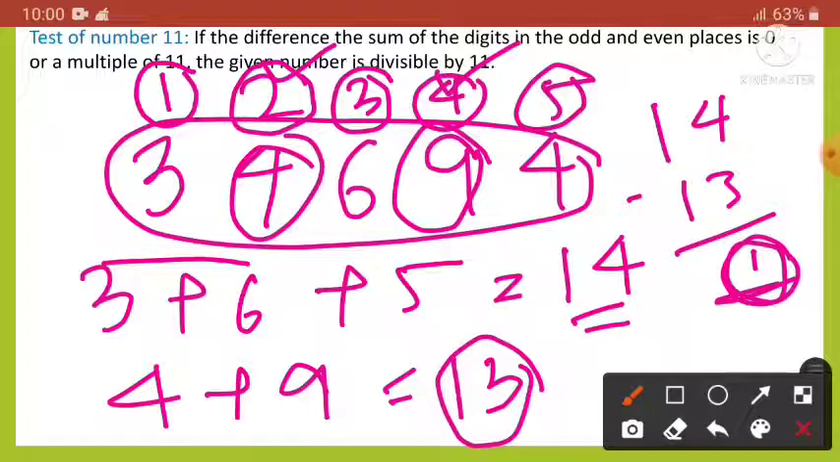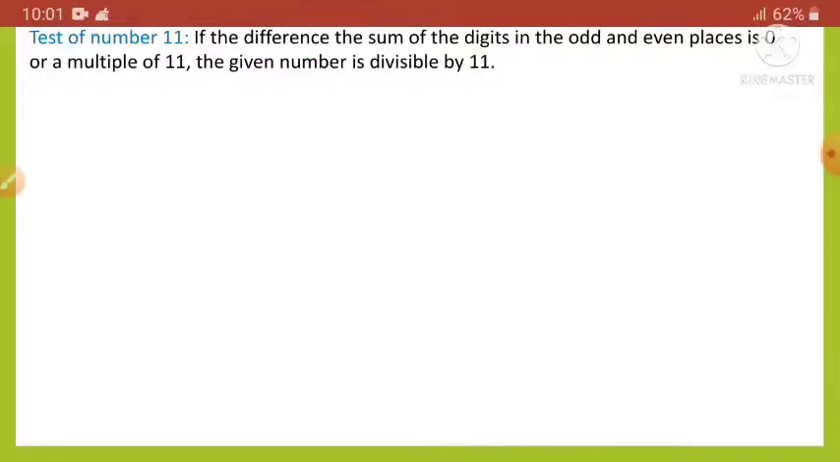So by applying this method, you can check the divisibility test of the number 11. At first we have to mark the positions, then we have to take odd places and even places. Odd means the number which is not divisible by 2, and even means the place which is divisible by 2. Okay, got it?